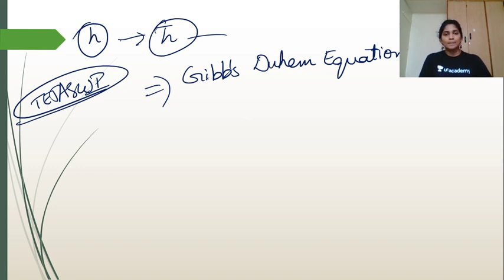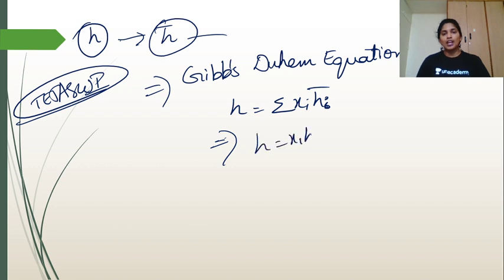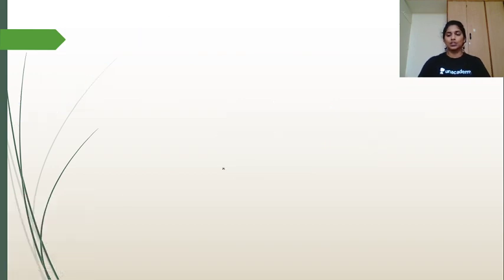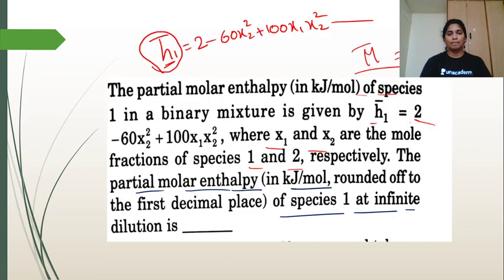So this gives you an equation. From this equation, we get H is equal to sigma xi hi bar, which means x1 h1 bar plus x2 h2 bar. From this you will be able to calculate the molar property, or enthalpy. So this is one of the models, and I guess you are clear with this. Any doubts regarding this?